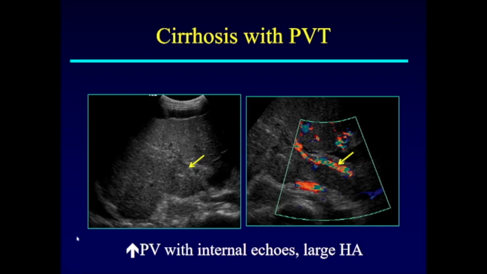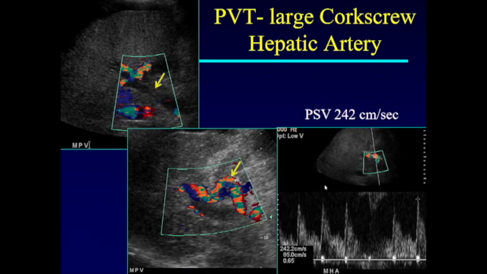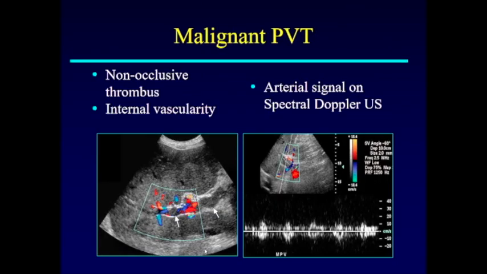So here's a patient who has portal vein thrombosis. Here's the region of the portal vein. We don't really see much of a normal vessel. You see the cirrhotic liver with ascites. And here when you put on color Doppler, you see the hepatic artery is quite prominent and the portal vein is completely thrombosed. Here's another case where you see portal vein thrombosis, and look at the beautiful appearance of this large corkscrew-like hepatic artery with increase in flow now up to 242 centimeters per second. This is the compensatory work that the hepatic artery does to accommodate for the decrease of venous flow through the portal vein.